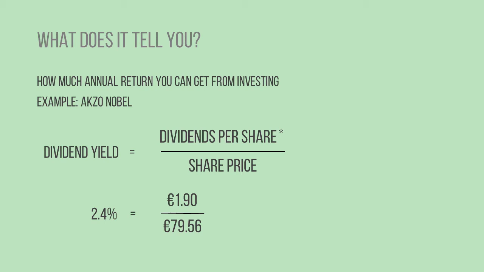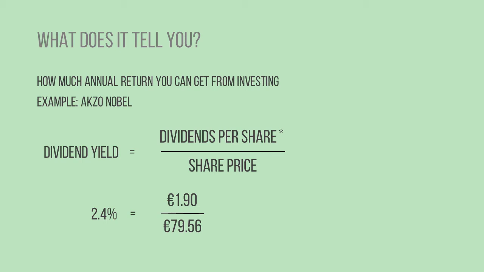So assuming they pay that same level of dividend next year and the year on and the year on, you'll have a yield of 2.4%. That will be your return from paying €79.56 for a share. You get €1.90 back forever. Essentially, that's what this yield is showing you. It's kind of like an interest rate.